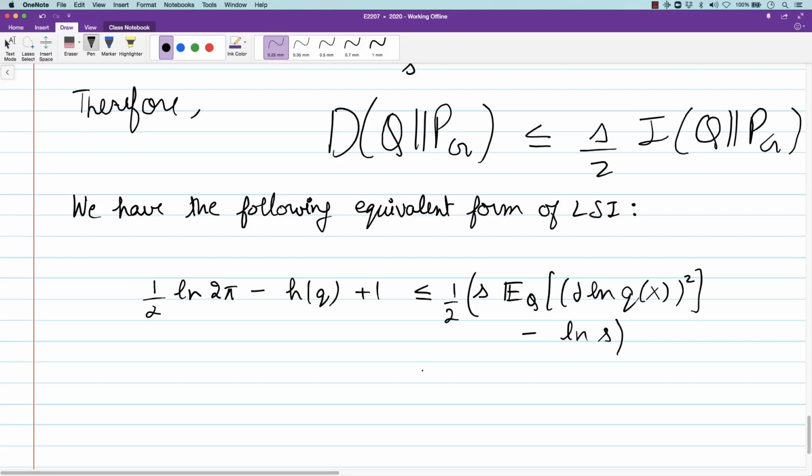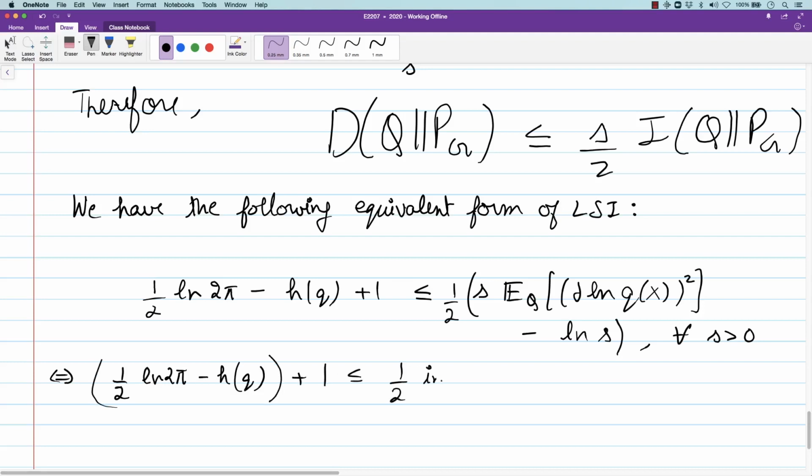And this must hold for all s greater than 0. So this is true if and only if half ln 2 pi minus hq plus 1 is less than or equal to half the smallest value, the infimum over s of this expression, minus ln s. So what's the infimum over s?